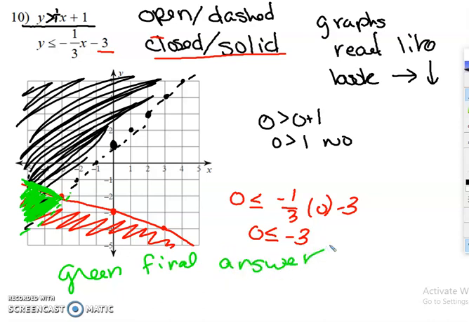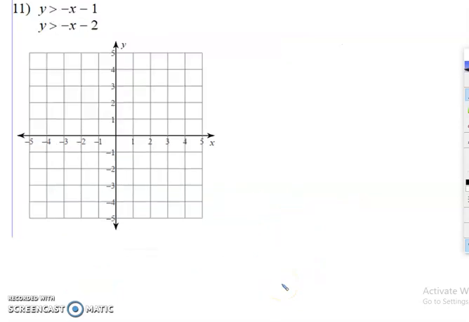Okay, I realize that was a lot of steps and we haven't done this before, so we're going to do several of them, so don't freak out yet. Go to number 11. So this is open, which is, I'm not going to use the green to start with. I'll use black. Dashed. And I know start at -1.